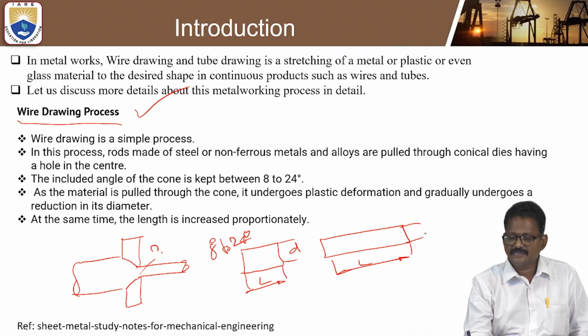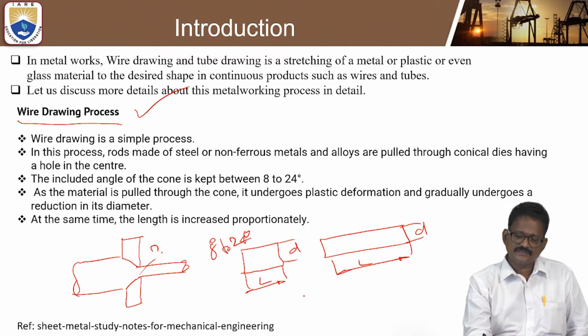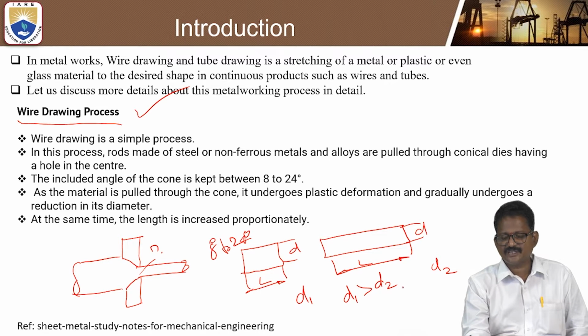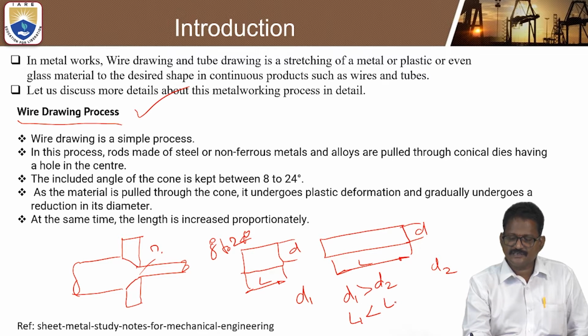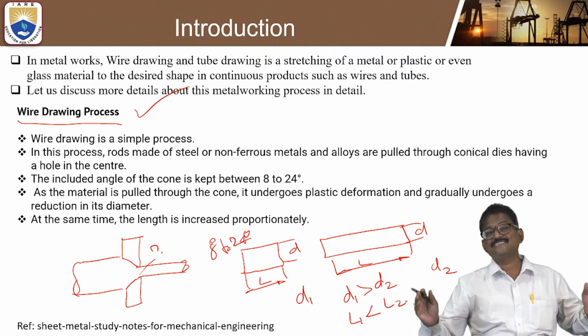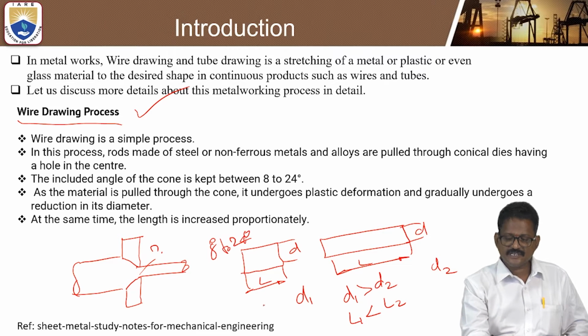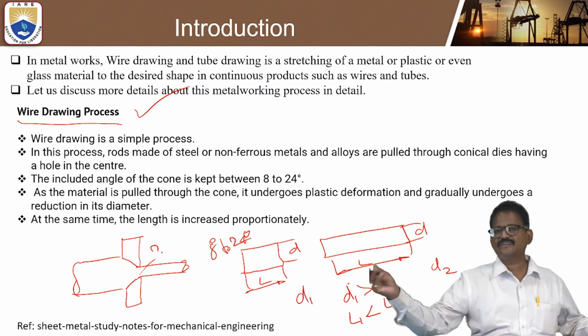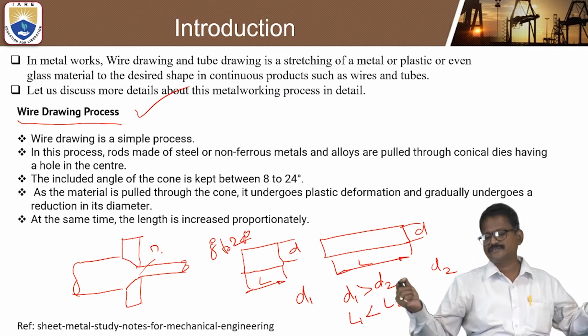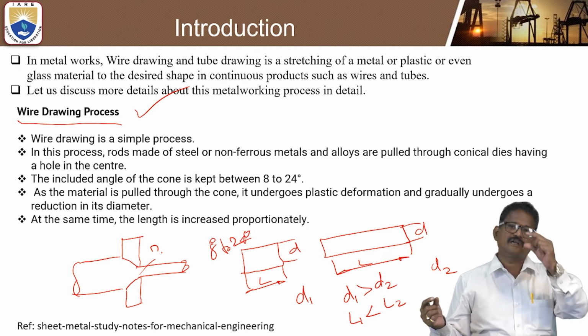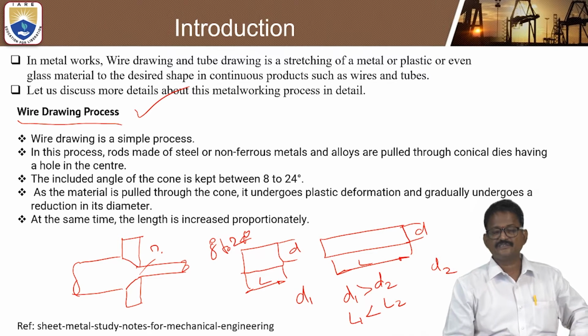So here the diameter is reduced, say from D1 to D2, so D1 is always greater than D2. And the length L1 is less than L2, so the length is increased. Initially, suppose it is 10 mm, if you enlarge it, it can become 20 or 30 mm. The length can be increased and the diameter can be reduced in this process.